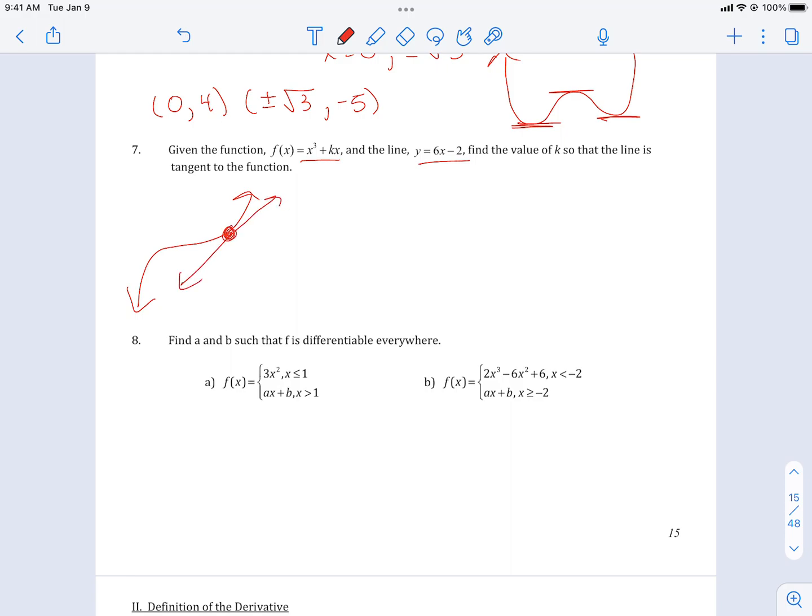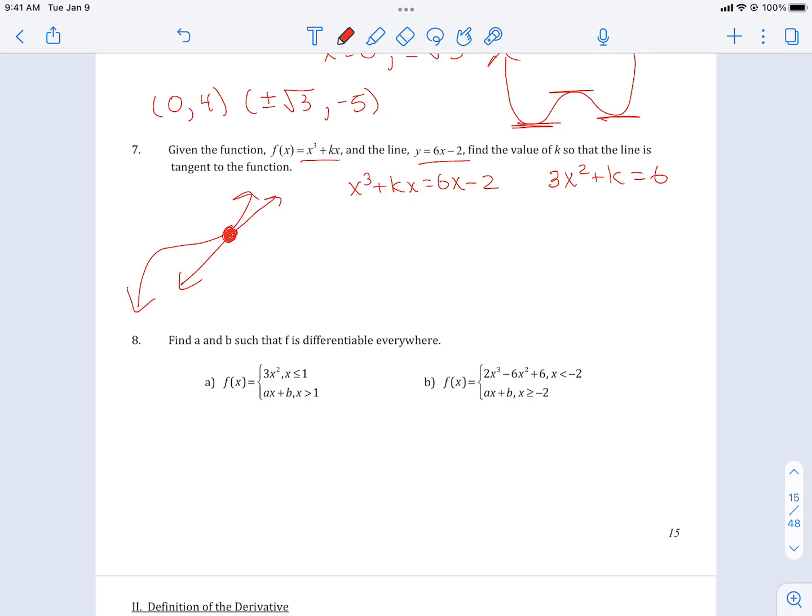If I want a curve and a tangent line, they have to have 2 things in common. Notice they have to share a point, and then the tangent line and the curve have to have the same slope. So the 2 conditions are they have to share the same point. So in order for that to happen, the y values have to be the same. So I have to set them equal. And then in order for it to be tangent, they have to share the same slope. So I'm going to take the derivatives of each and set them equal to each other.